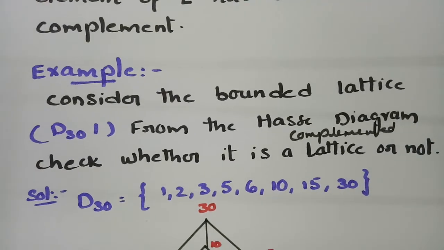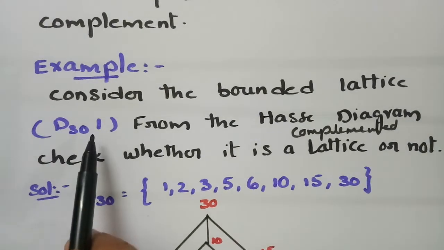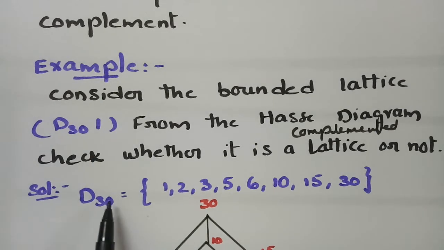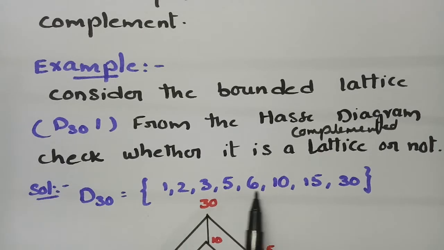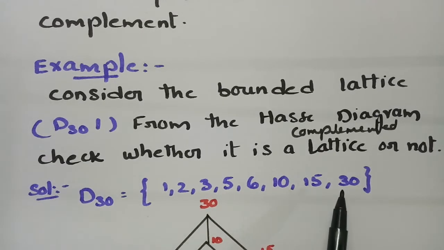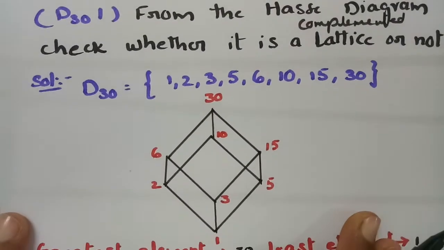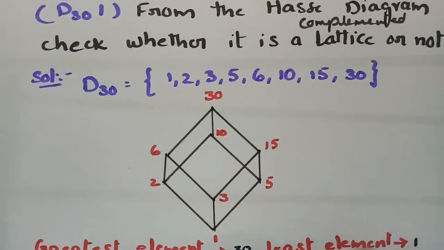The relation here is divisibility, and the number is 30. All the divisors of 30 are 1, 2, 3, 5, 6, 10, 15 and 30. These are all the divisors of 30, and here is the Hasse diagram. See here, the Hasse diagram is so simple.